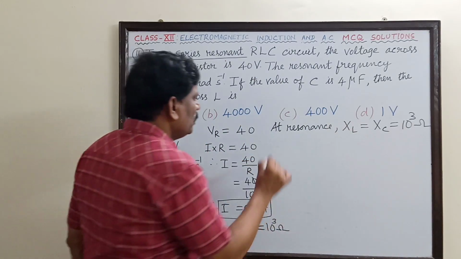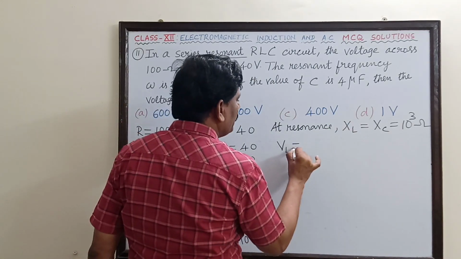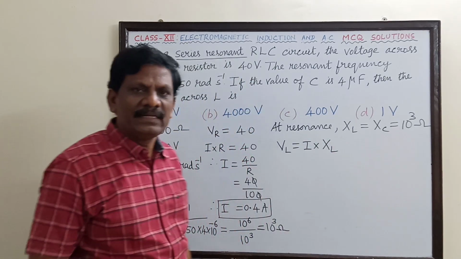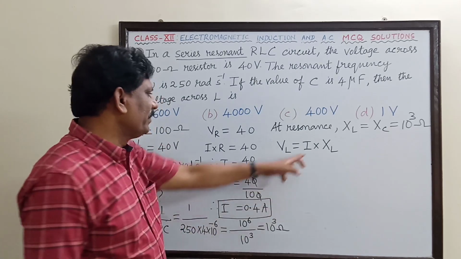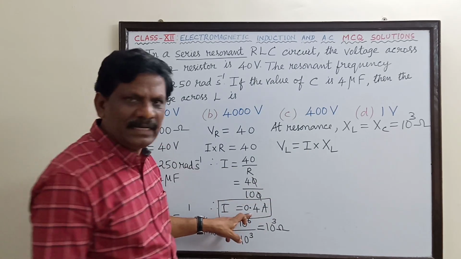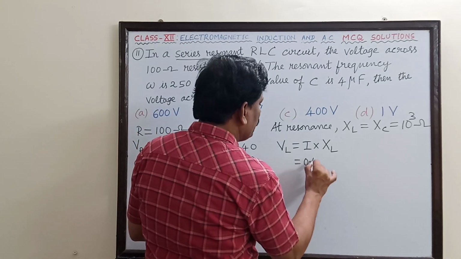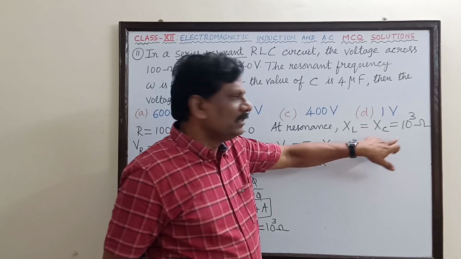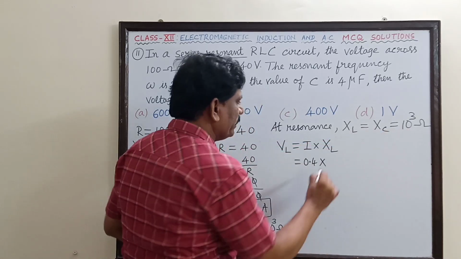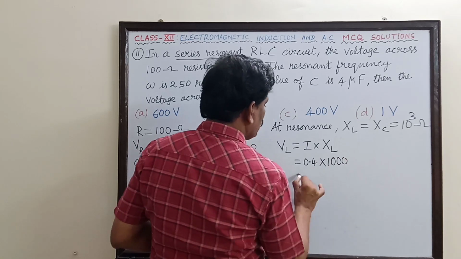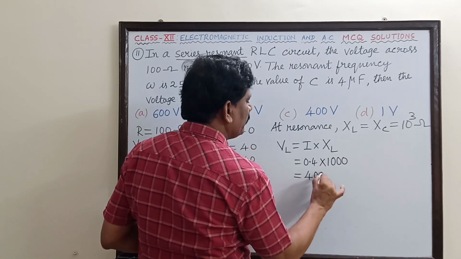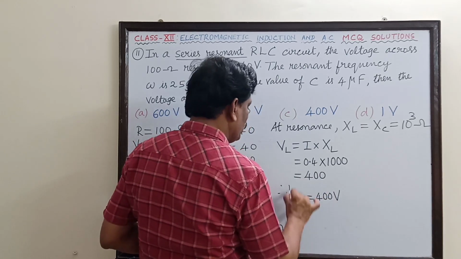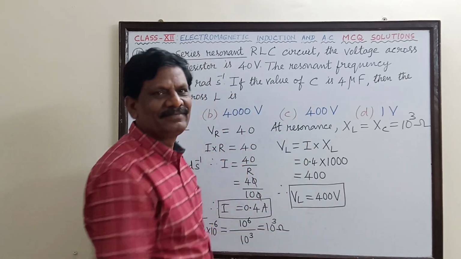Understand? So voltage across the coil must be equal to current I into inductive reactance XL. Current we have already found as 0.4. So 0.4 into XL, which is equal to XC, that is 1000 ohm. So this is 0.4 into 1000, which is 400. Therefore, VL is equal to 400 volt is the answer.